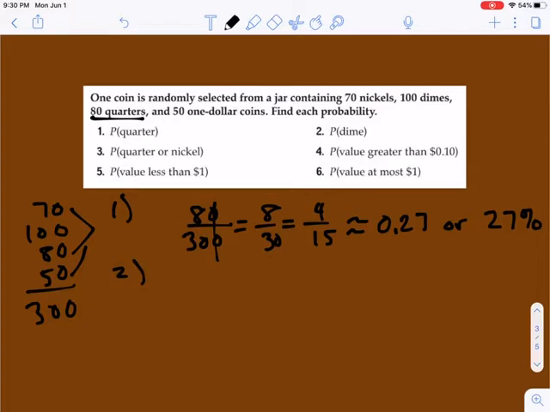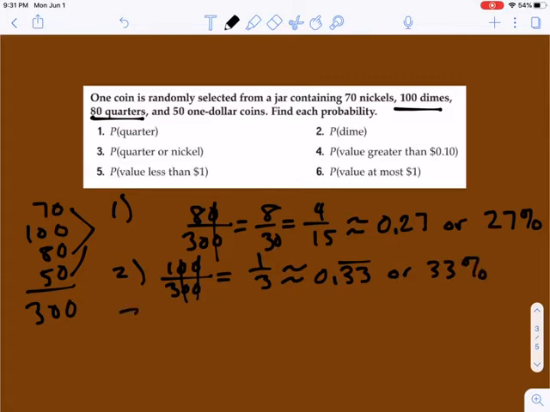Probability of picking a dime. Well, same thing. There's 100 dimes, so that's the possibility. And then the total number of outcomes is 300. Okay, so if we get rid of our zeros, you have a 1 in 3 chance, which is approximately 0.3 repeating, right? Keeps going, or 33%.